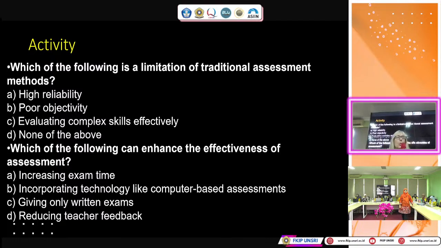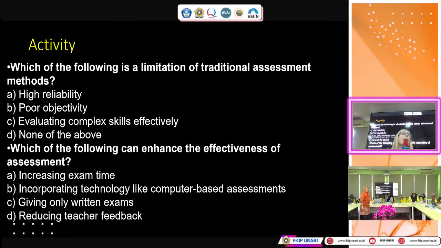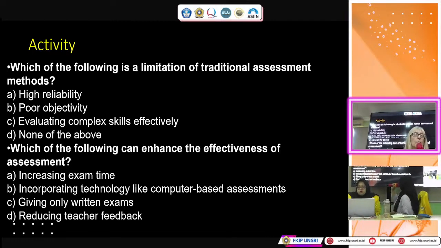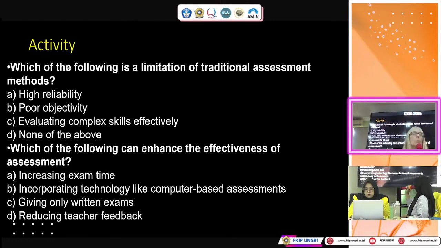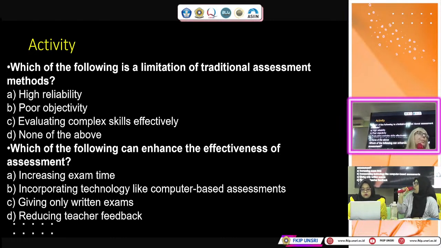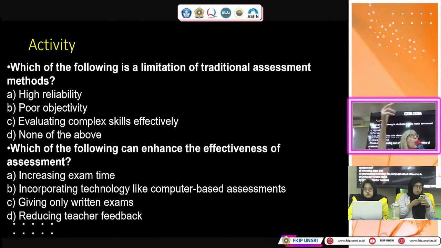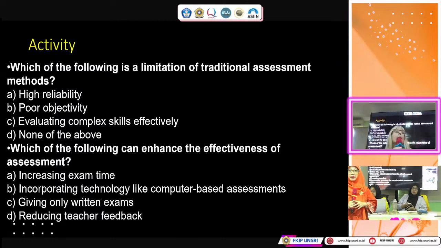Okay, what about the second one? Which of the following can enhance the effectiveness of assessment? Okay, now we come to the second question. Okay, here we go. Yes, go ahead. I think for me, the right answer is B. Incorporating technology like computer-based assessment, because when we use some technology, we can make the assessment more adaptive and then more effective. Yes, sounds good. More adaptive, more effective, more objective as well. So those definitely can help us.